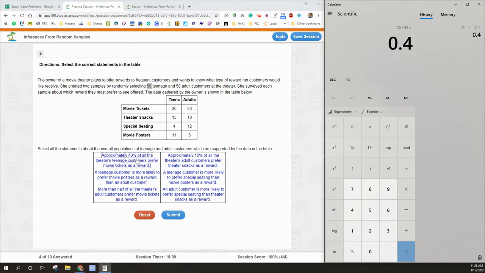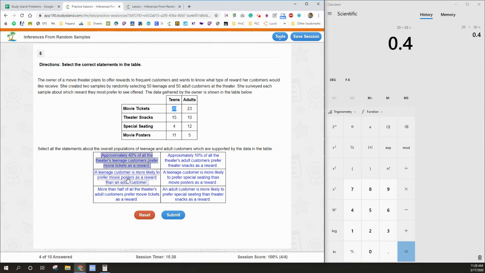0.4 is 40%. So according to the survey, 20 out of 50 teenagers preferred movie tickets, 20 out of 50 is 40%, so that statement is true. So again, if you want to know what percent 20 is out of the total, the total is 50. 20 of those teens prefer movie tickets. 20 divided by 50 is 0.4, and 0.4 is equivalent to 40%. So this is an accurate statement.